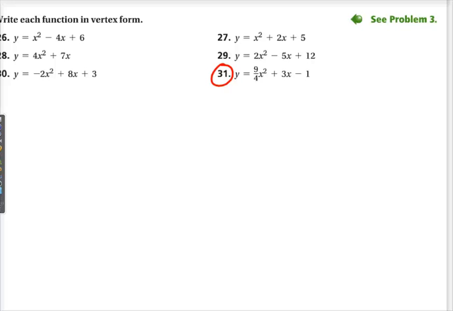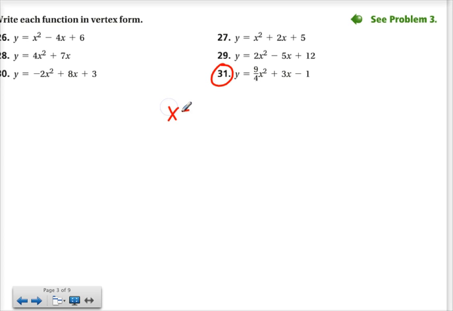These are the frequently asked questions for Algebra 2 for Section 4.2, Day 2, starting with number 31, and it's just because of the fractions in here that occasionally somebody gets a little stumped. So it says we're supposed to write it in vertex form. What we want to find is the coordinates of the vertex so that we can rewrite it.